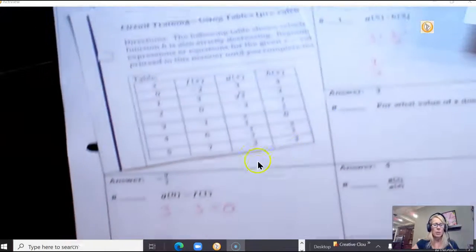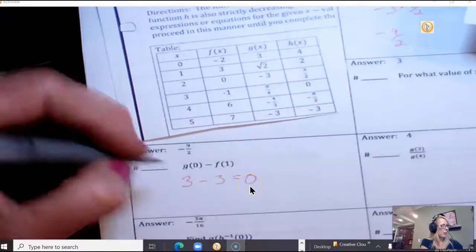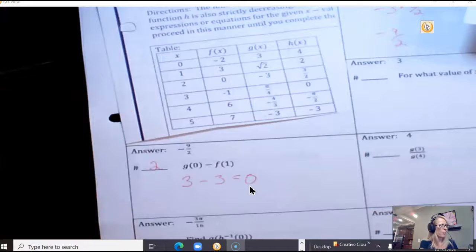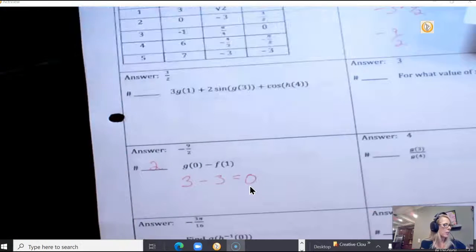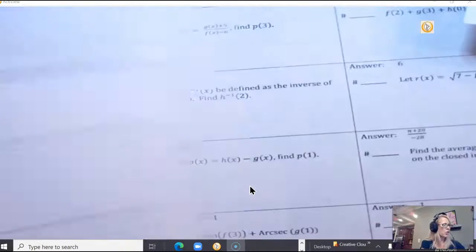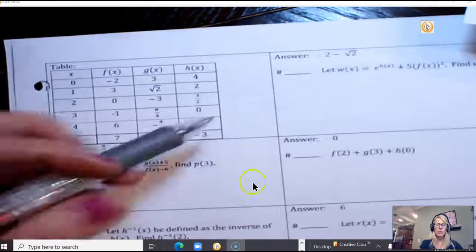So we got -9/2 for number 1. We found the answer of -9/2 over here. We have an answer of 0. Oops, by the way, this should be number 2. So we're looking for 0 as an answer, and I believe that's on the second page. Well, by golly, it is. Look at that. It is right here.